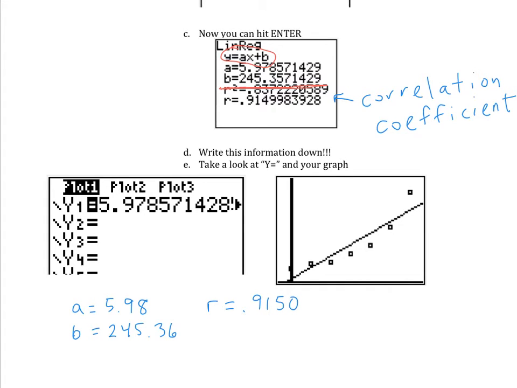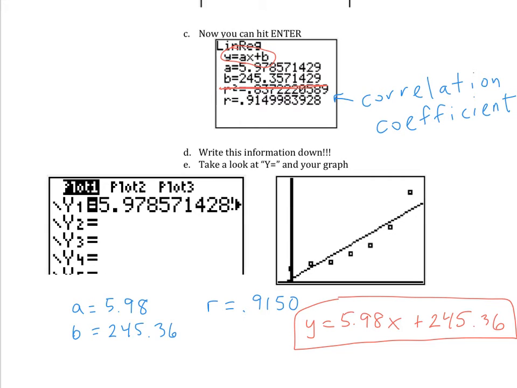All right, so hopefully we are all on the same page here and we got this equation. Oh, sorry, before we do that, let's write down our final equation, because part A wants us to write down the equation. The equation is going to be y equals 5.98x plus 245.36. So here's the equation for our regression line.